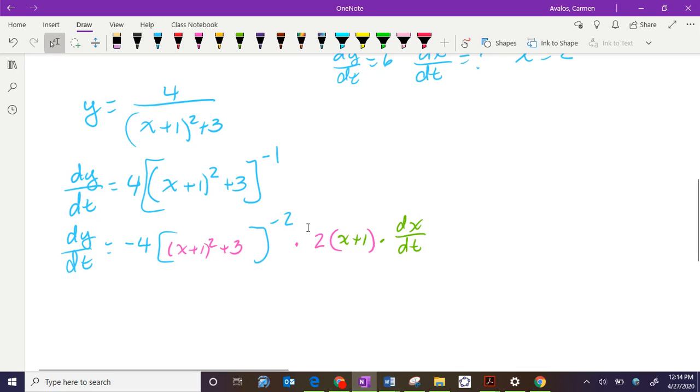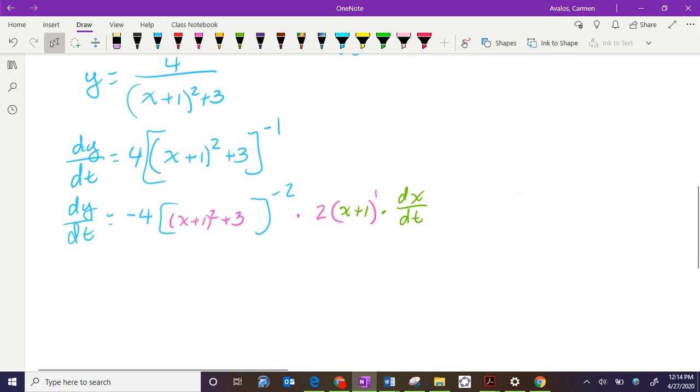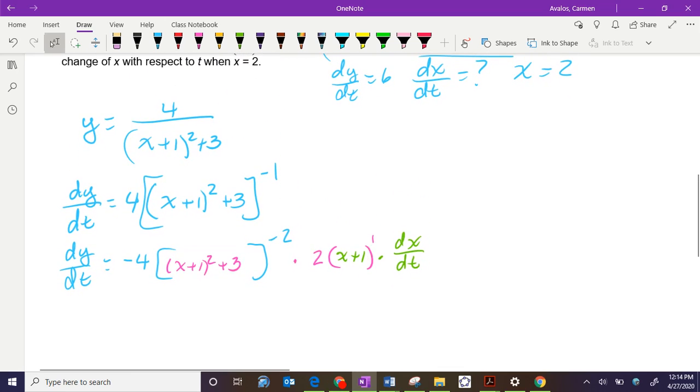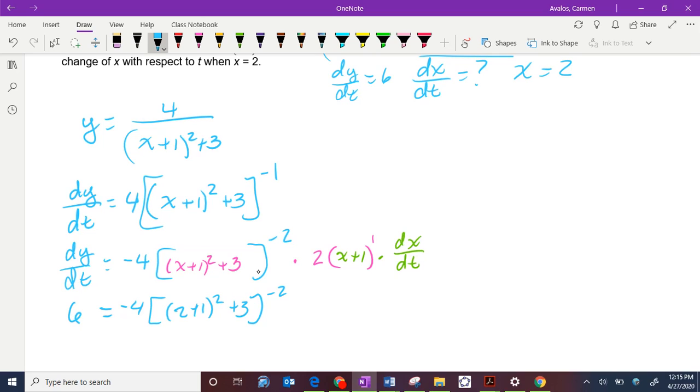And then we take the derivative here, so we bring down the 2. That's really a 1 there because you subtract 1 from it. And then we leave the inside alone. And because we're taking the derivative with respect to t, we have to take the derivative of x, which is going to be dx over dt. And that's really what we want to find anyway. So we're going to take all this stuff and evaluate it now that we've taken the derivative, and we know dy/dt is 6. So we just fill everything in: 6 equals negative 4, the x is 2, plus 3 to the negative 2 times 2 times (2 plus 1). And then this is the one that we want to find, dx/dt.